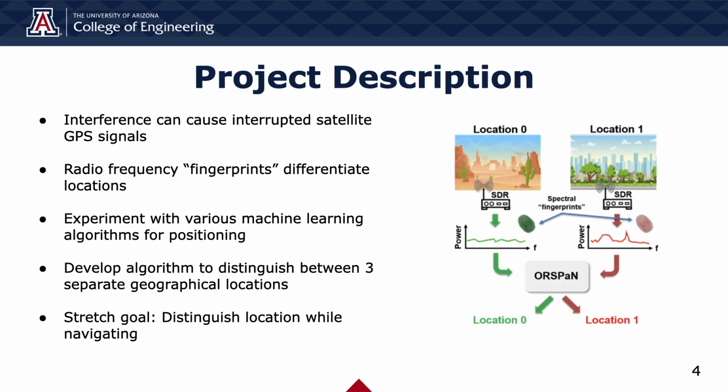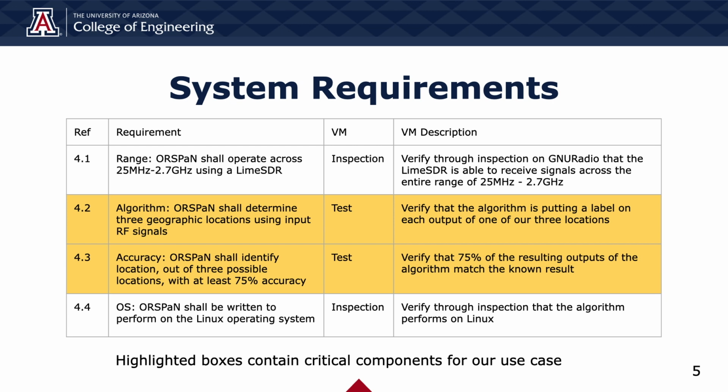The purpose of the ORSPAN project was to collect radio frequency, or RF, signals and process those signals using machine learning to distinguish different locations. Signals specific to each location create what's called an RF fingerprint, which allows locations to be differentiated. Once 3 static locations could successfully be determined, our sponsors requested that we also attempt to distinguish between locations while navigating. Our system requirements are as follows.